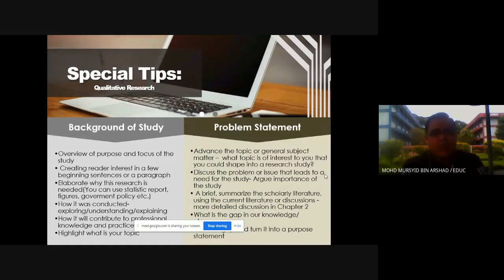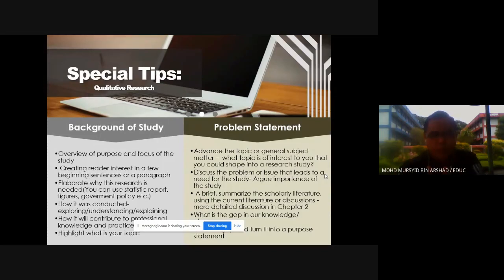And then you can explain how it was conducted, how you explore it, how you understand it, and how you explain it, all right? You can explain how you understand the nature of research. So you can start in the background of study to show how you are going to probe it, all right? And then basically, how your research will contribute to professional knowledge, number 1. And the second one, you need to explain how your research will contribute to practice.